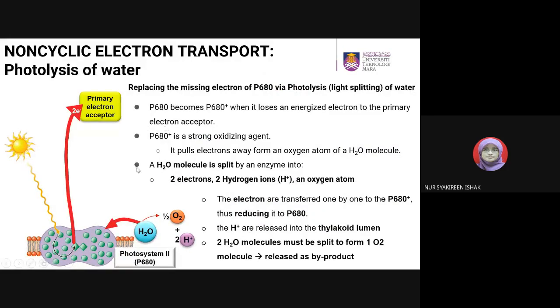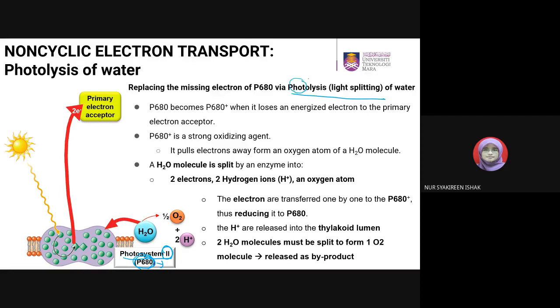Okay, so ingat balik dekat photosystem ni tadi. So P680 was missing an electron because electron dia dah dipaskan along ETC sampai dekat photosystem 1 dan di receive by NADPH molecule. So mana nak ganti elektron yang P680 tu tadi dah hilang? So dengan melalui proses photolysis of water. Okay, so replacing the missing electron of P680 via photolysis of water.